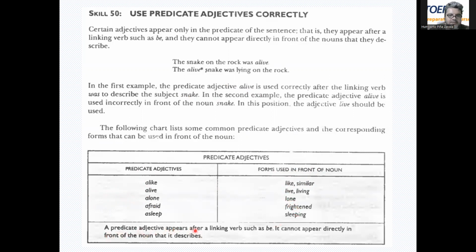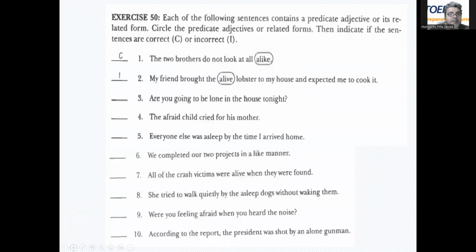So a predicate adjective appears after a linking verb such as the verb be, the verb feel, look, seem, sound. It cannot appear directly in front of the noun that it describes. So be careful with that. All right. Now, let's do the exercise.